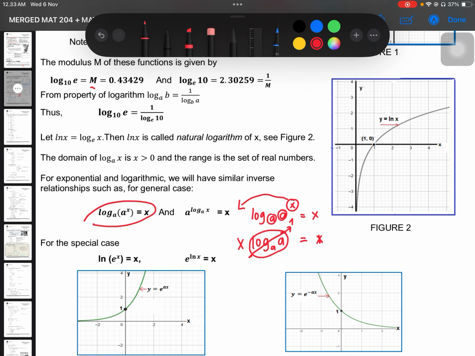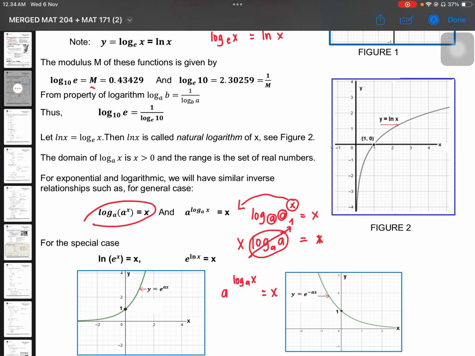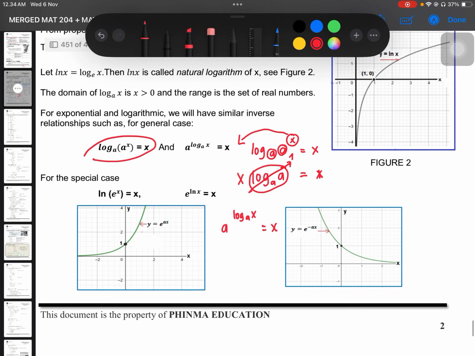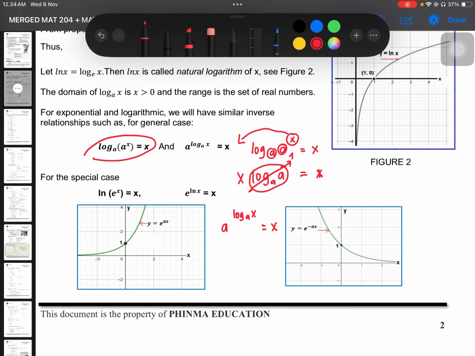Okay, so yun siya. And another one is that kapag dating naman kay exponential, meron kang a raised to logarithm of x to the base a. This is also equal to x naman. Okay? So, yun yung mga properties din na dapat kabisado rin natin. Okay? So, another special case, what if ln naman? Pag may natural logarithm tayo, so ganun din. ln of e raised to x is equal to x. And e raised to ln x is equal to x.